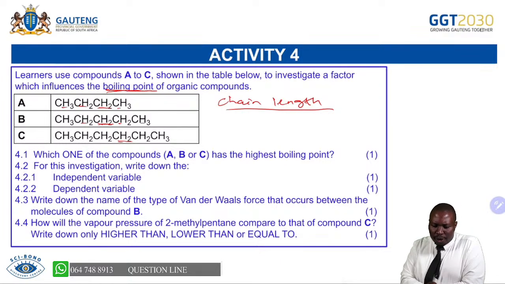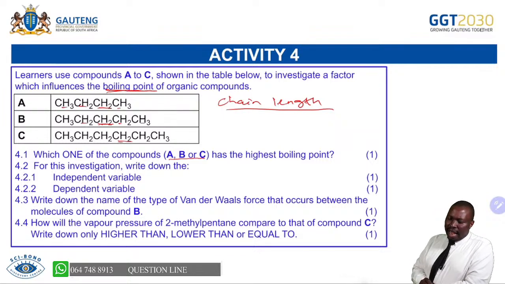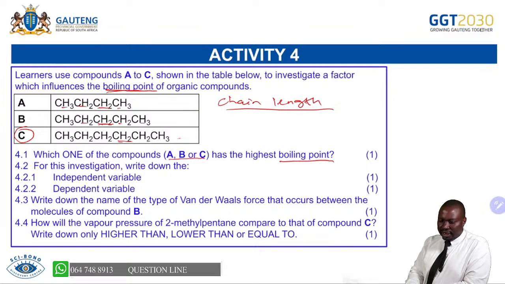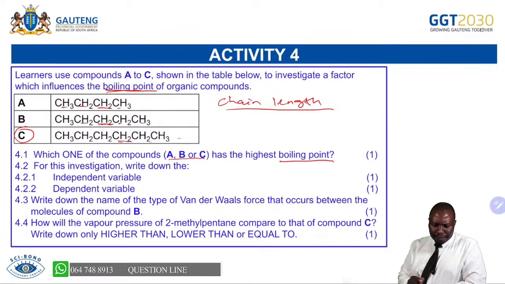It says, which one of the compounds A, B, or C has the highest boiling point? You'll know that you're going to say it is C. Why? Because C has the longest chain length. The chain length of C is longer than the rest. It has the longest chain length.